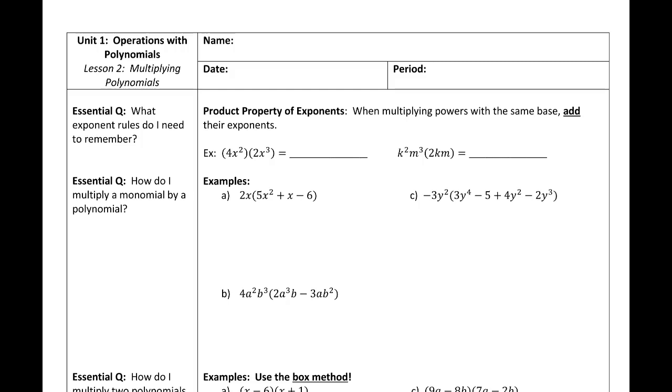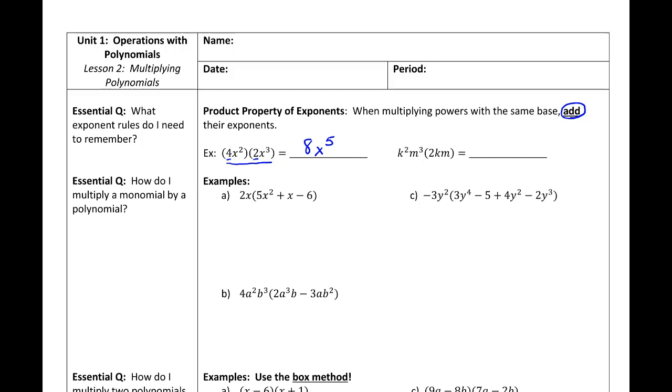First thing I want to just remind you about is the product property of exponents, and that's when we multiply powers with the same base, we always add their exponents together. So for example, I have here 4x squared times 2x cubed. If you think back to what we did last year, we can multiply those coefficients together. We can multiply the 4 and the 2 together and get 8. And then when we multiply the x terms together, all we need to remember is to add those exponents. So this would be x to the power of 5, because 2 plus 3 is 5.